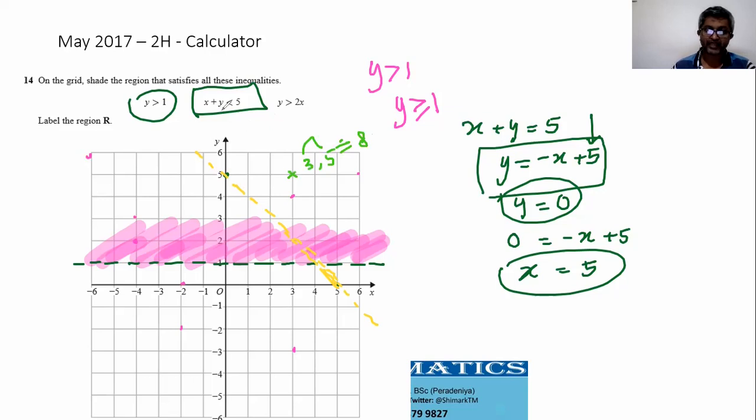Right? Together 8. But it should be less than 5. It should not be more than 5. So this place is not going to come. This is wrong.